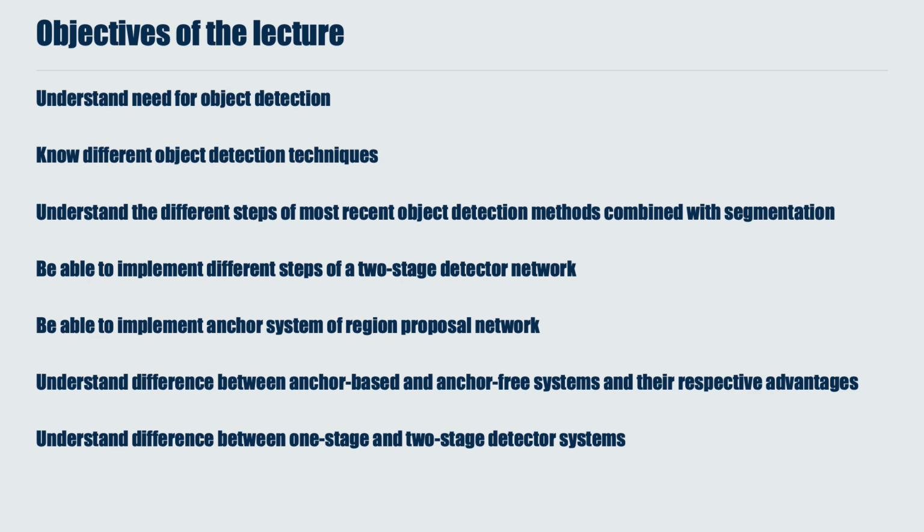And you should be able, at the end of the lecture, to implement an anchor system for what we call region proposal network. We'll see that later on. Trying also to understand better the difference between anchor-based and anchor-free system and what are their respective advantages and limitations. And we'll also see the distinction between one-stage and two-stage detector system.